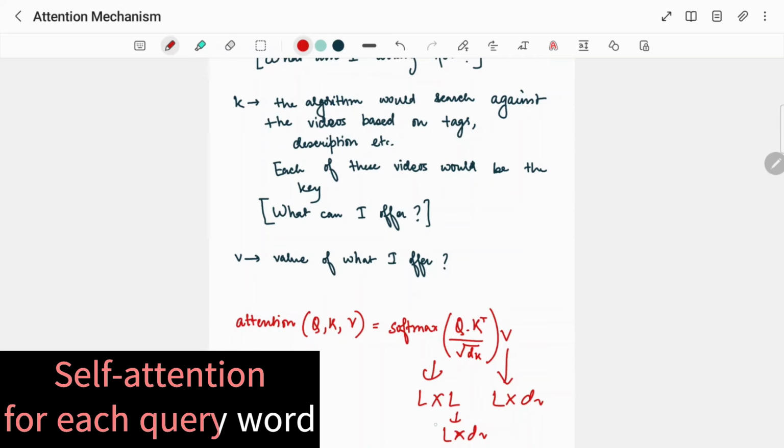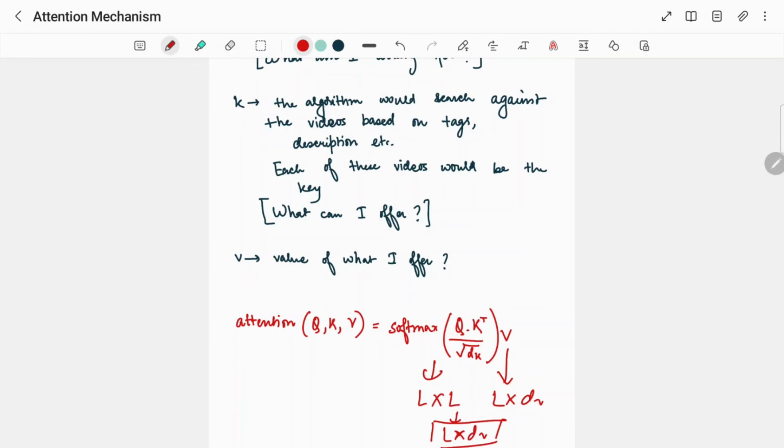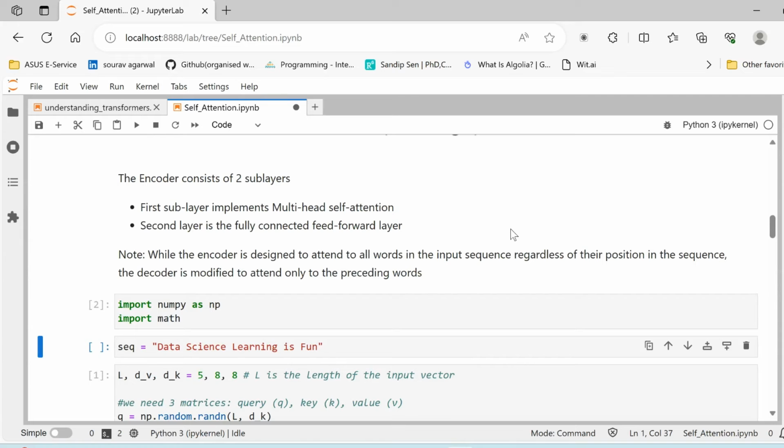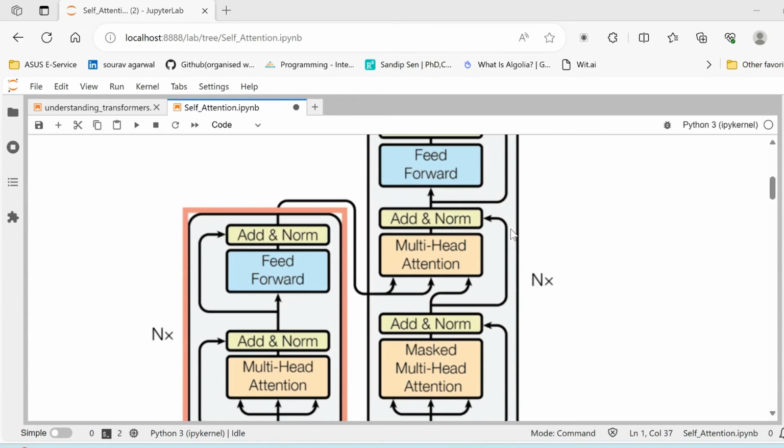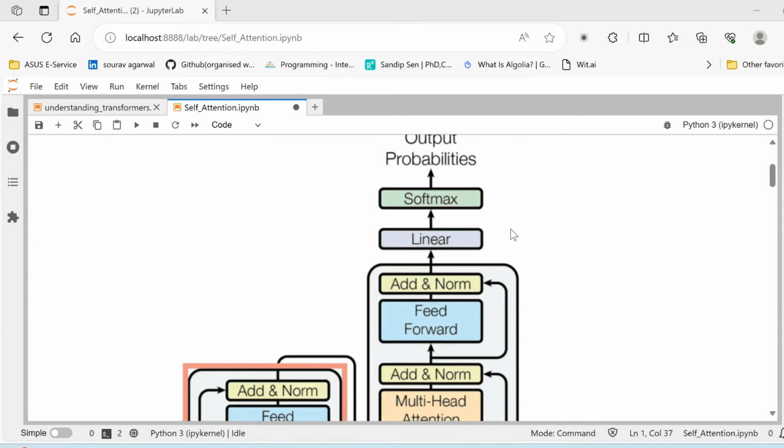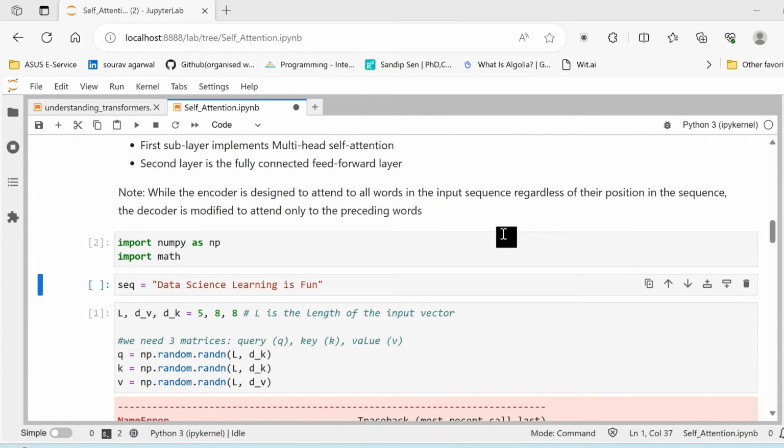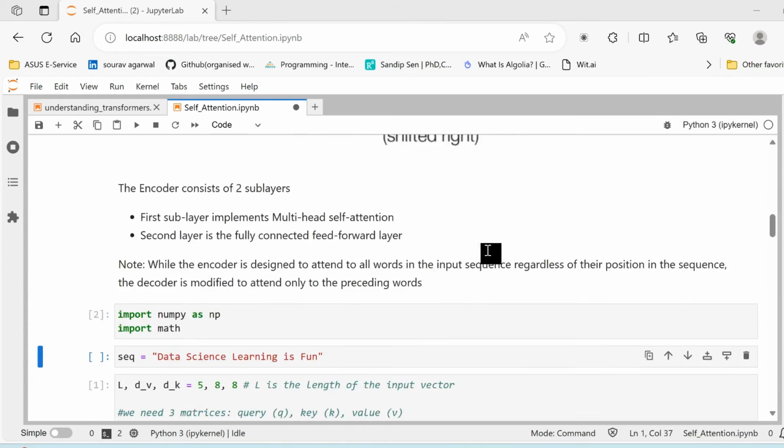Okay, this is our final output of the attention. Now we shall go to the notebook environment. We shall now look at the implementation of self-attention in Python. We shall use the basic libraries NumPy and math library. We are not going to use any fancy libraries such as PyTorch or TensorFlow.